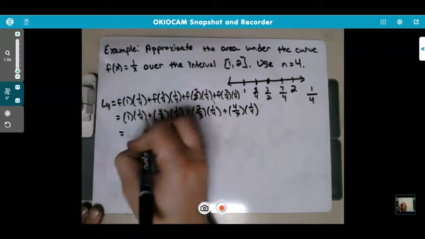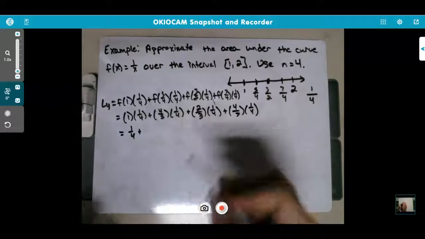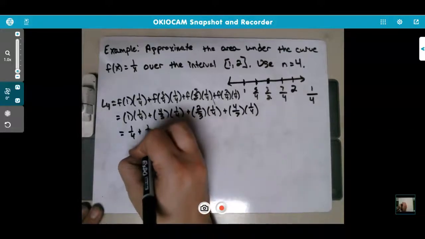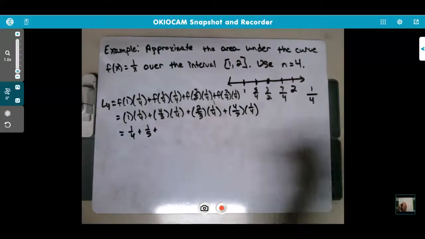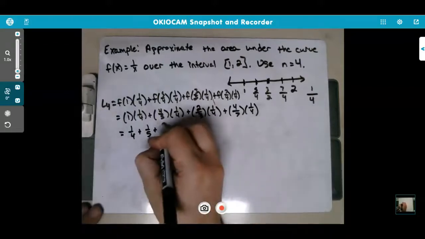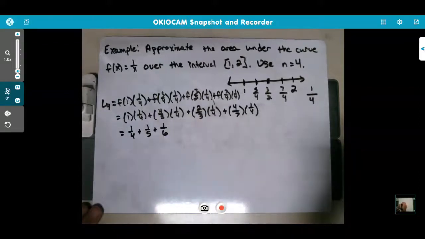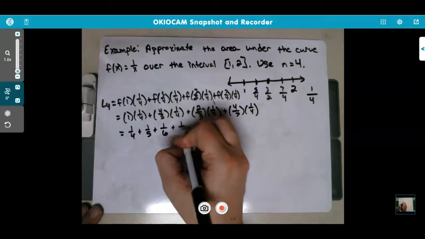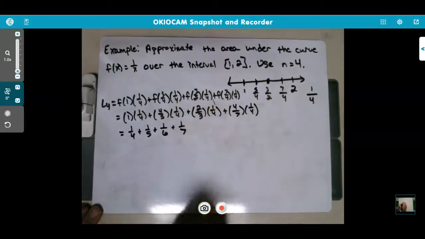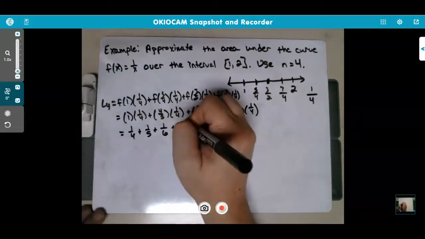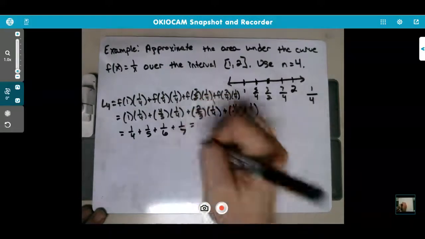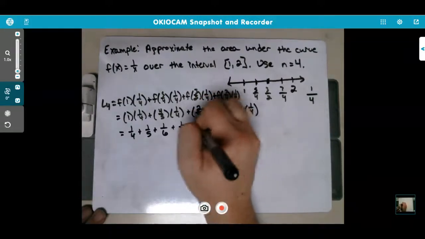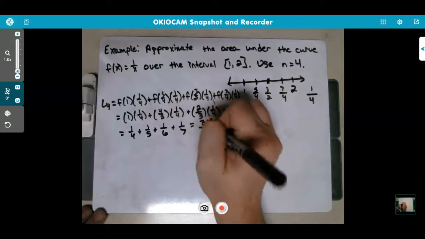Multiply that out, 1 times 1/4 is 1/4. 4/5 times 1/4 is 1/5. 2/3 times 1 over 4 is 1 over 6. And then 4 over 7 times 1 over 4 is 1 over 7. And if you add all of that up, get a common denominator and all of that stuff, you get 319 over 420.